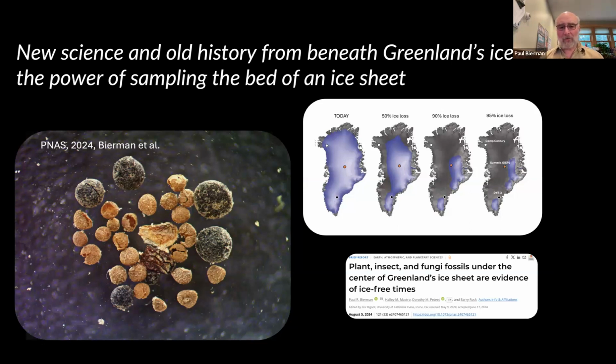So we now have evidence from beneath the ice sheet that goes along with the cosmogenic nuclide evidence of Schaefer et al. from 2016 that the ice has been gone at Summit and it was replaced with a tundra ecosystem. And that's this paper here, a brief report in PNAS this summer.